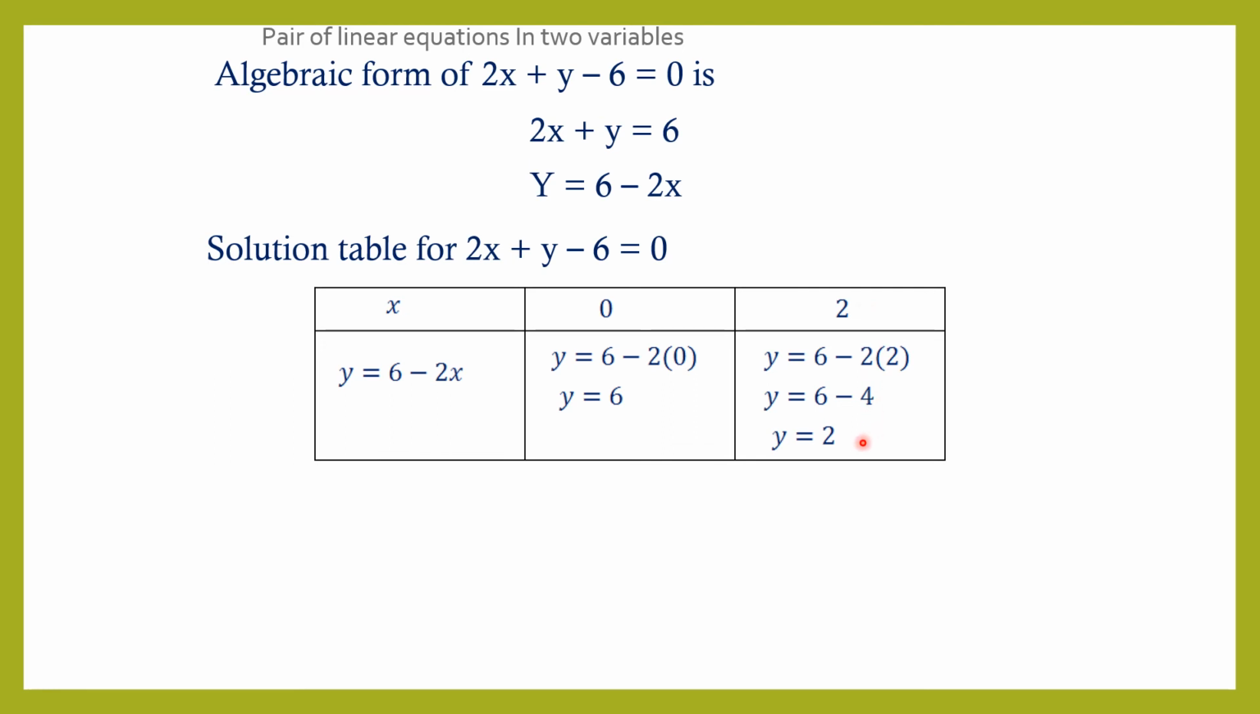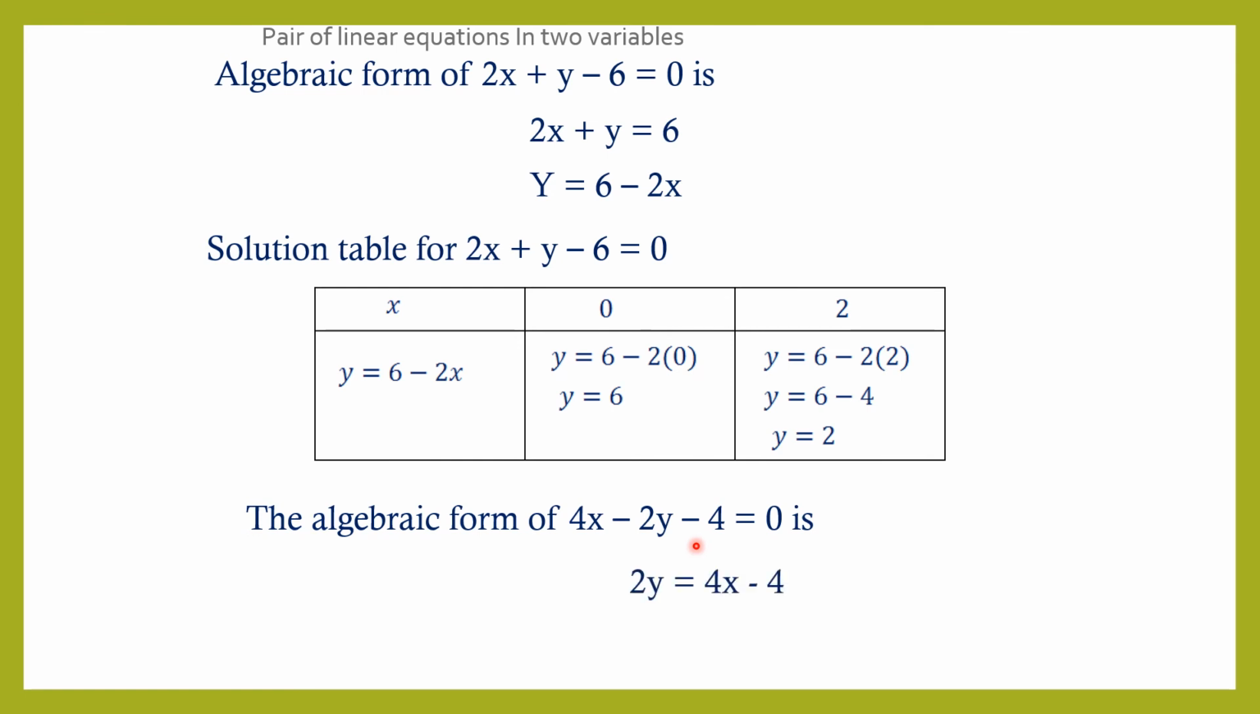Okay, clear? Now next one, the algebraic form of 4x minus 2y minus 4 equals 0. The minus 4 moves to the opposite side as plus 4, and the minus 2y moves to the opposite side as plus 2y. The remaining value is 4x minus 4. This is written as 4x minus 4 equals 2y, or 2y equals 4x minus 4.